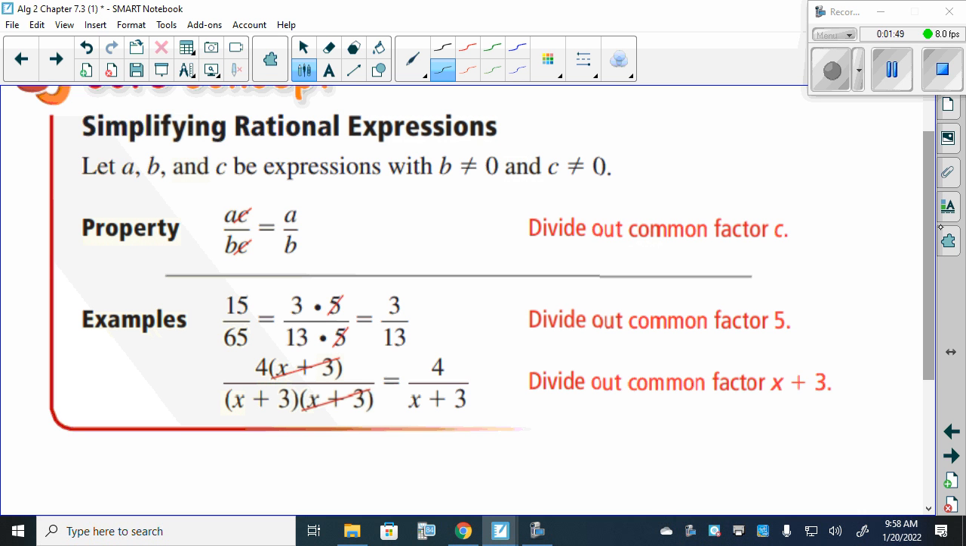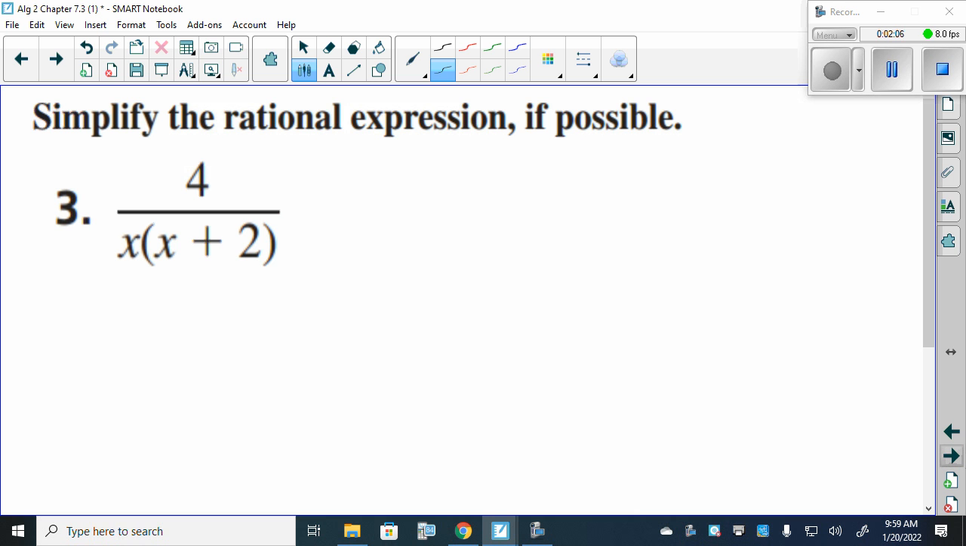We can do the same thing with polynomial expressions. Since x plus 3 is in common on top and bottom, we can factor it out, simplify it out, leaving us with 4 over x plus 3. Any questions on this here? So let's look at this first one here. Simplify the rational expression if possible.